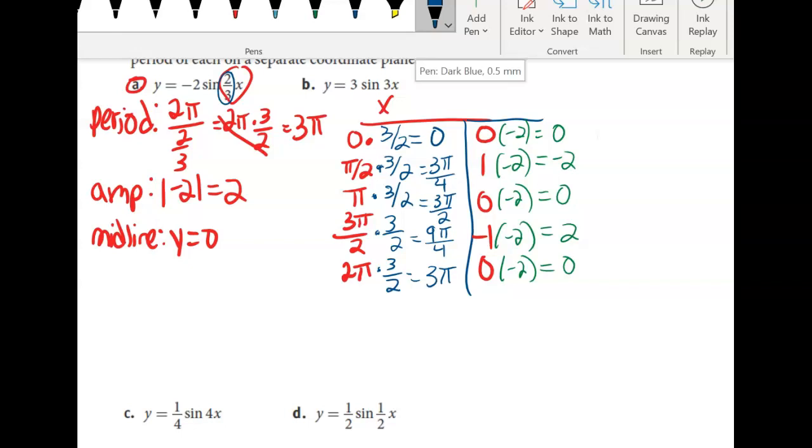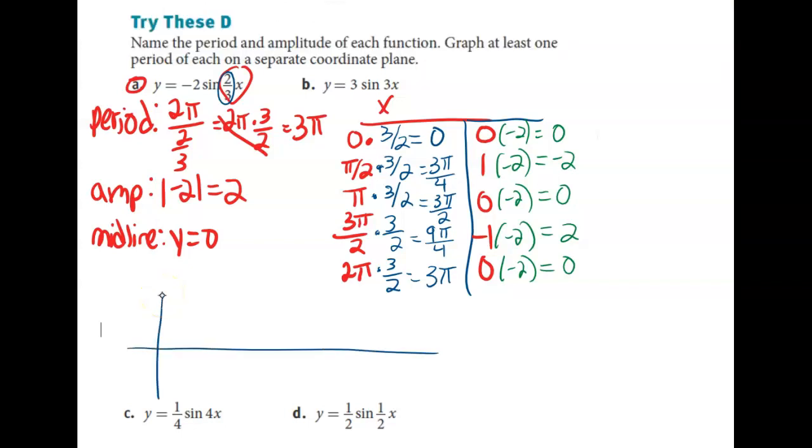So a couple of things to keep in mind when we're picking our window here, what we're going to graph by. The amplitude will affect our high-low. So we've got to be going up and down 2. The midline's still 0, so we're going up or down 2 from 0. And then for our x values, we've got to figure out how to scale it to 3 pi. What I like to do is just take those 4 numbers there and make that my scale. 3 pi over 4, 3 pi over 2, 9 pi over 4, 3 pi.